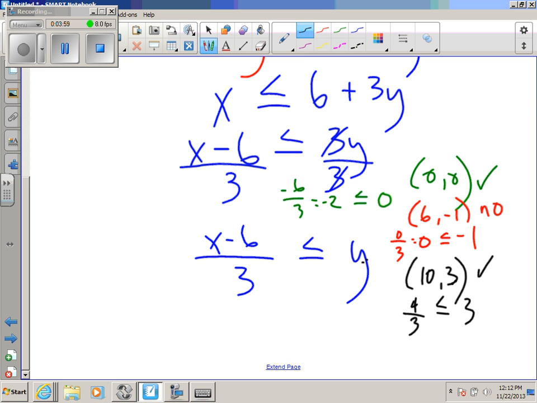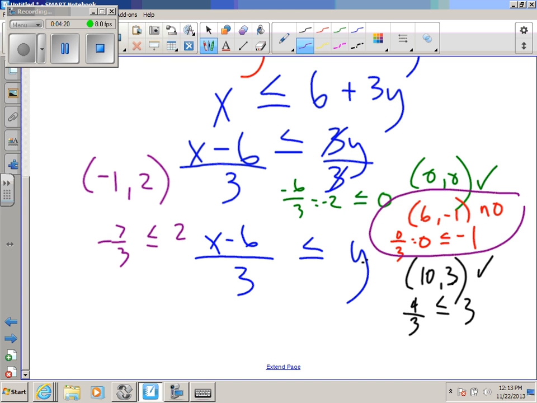And then negative 1, 2. So plug in negative 1. Negative 1 minus 6, negative 7 over 3. Is that less than or equal to 2? Yes. Sure it is, because it's negative, right? This is the one that did not work.